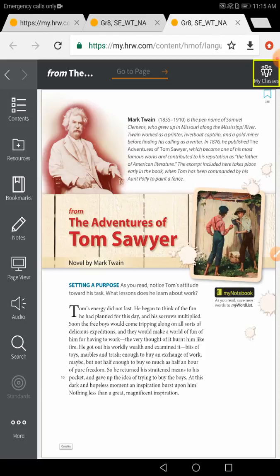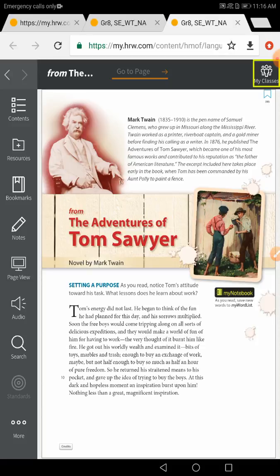Let's now have a clue about the author, Mark Twain. Mark Twain was born in 1835 and died in 1910, as it is stated over here. And he's the pen name of Samuel Clemens. He grew up in Missouri along the Mississippi River, and he worked in his early life as a printer, then as a riverboat captain, and then as a gold miner.